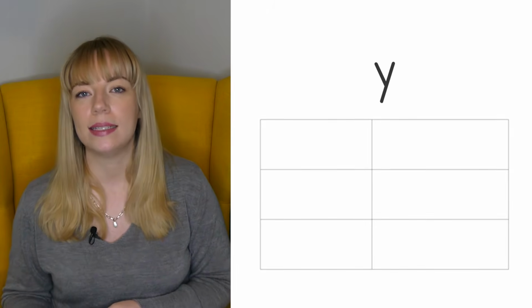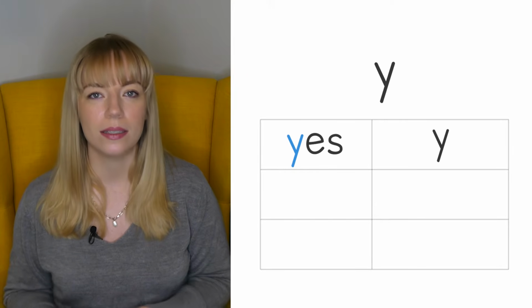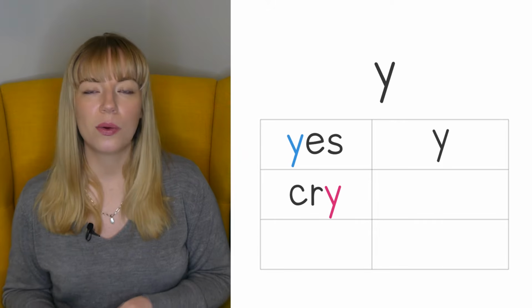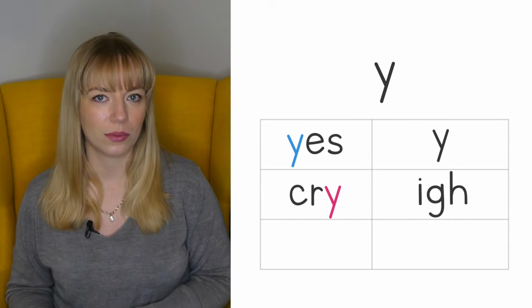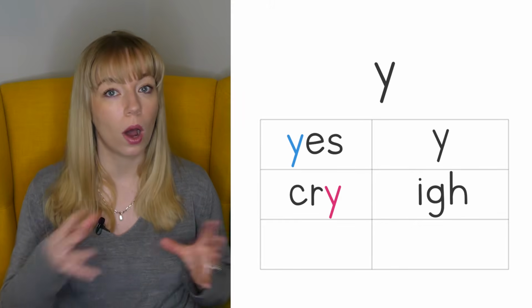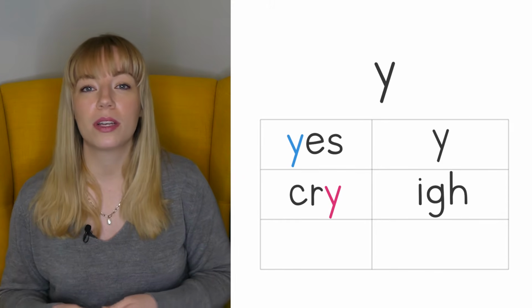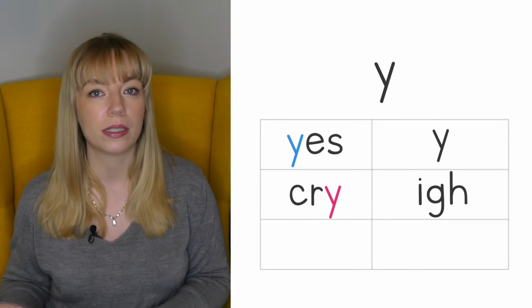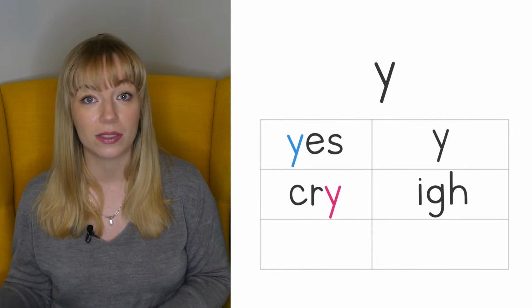So let's look at the grapheme or letter Y. In the word yes, this makes a Y sound. In the word cry, the Y makes an I sound. So this is an alternative pronunciation of Y, but also an alternative spelling of the sound I, which can also be represented by an IG and an H, for example.